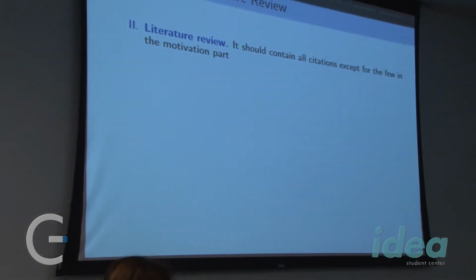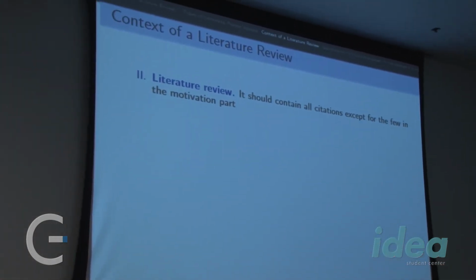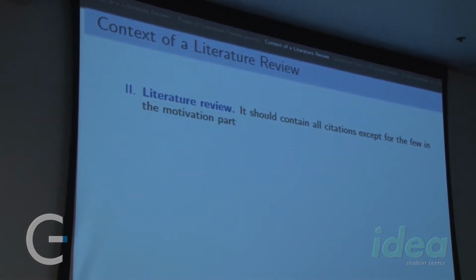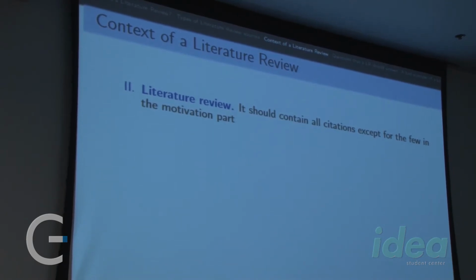Then after that you start with the main body of the literature review, okay? So for example, if you are writing a paper, that's the second part of the introduction, the second paragraph or set of paragraphs, and it should contain all of the citations, essentially, okay? Except for maybe a few citations in the motivation part and another few citations later, but if it can be avoided, it's better to put everything in here because this is the most important part.